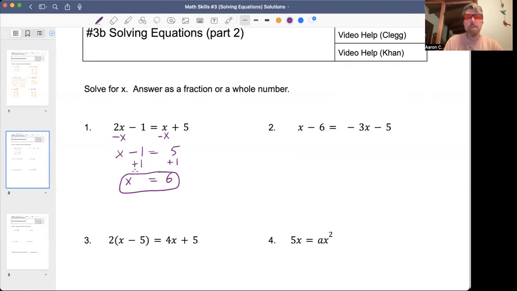We can check our work. 2 times 6 is equal to 12. Minus 1 is 11. And then on the right-hand side, we have 6 plus 5 is 11. So that checks out. All right.